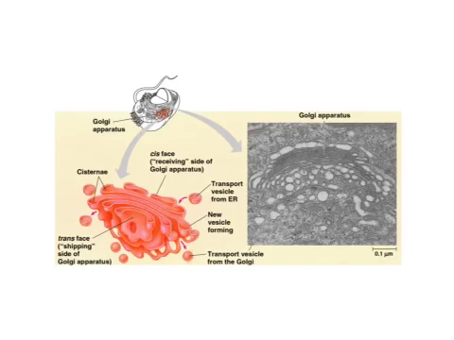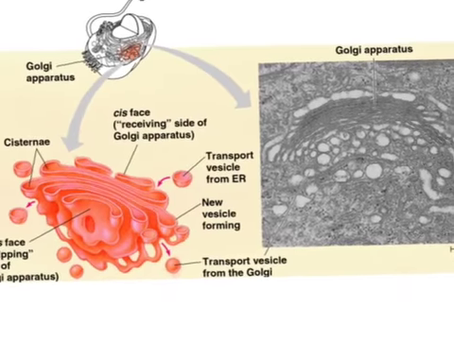So those proteins that are made in the rough endoplasmic reticulum, they're going to head over to the Golgi apparatus. Okay, Golgi apparatus, Golgi body, Golgi complex, it's all the same thing. Okay, so let's take a look at this a little bit bigger.